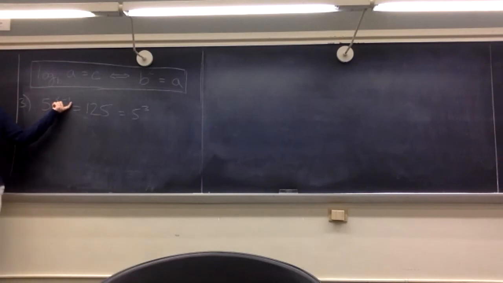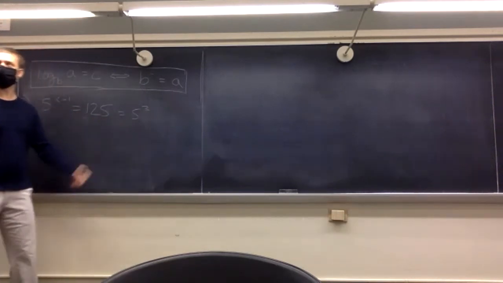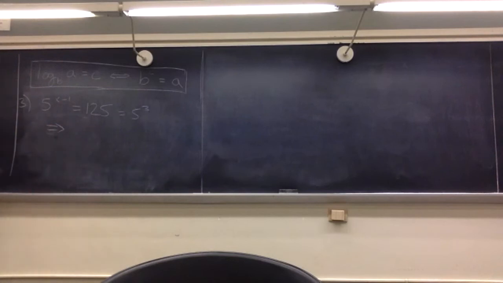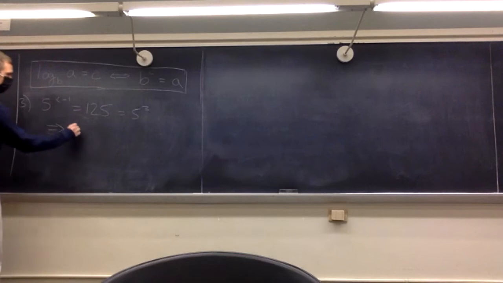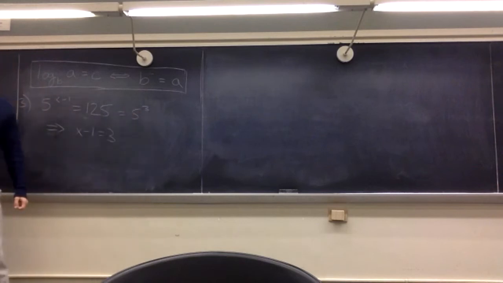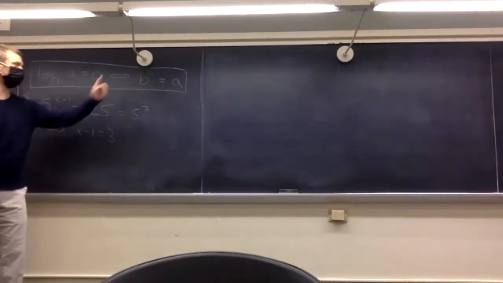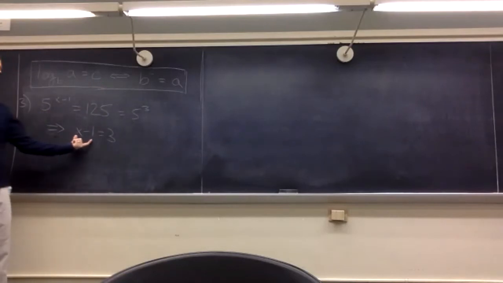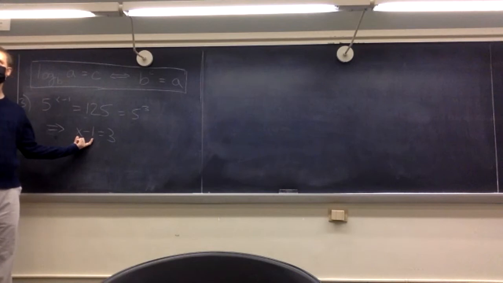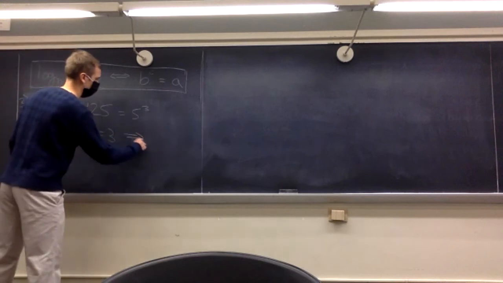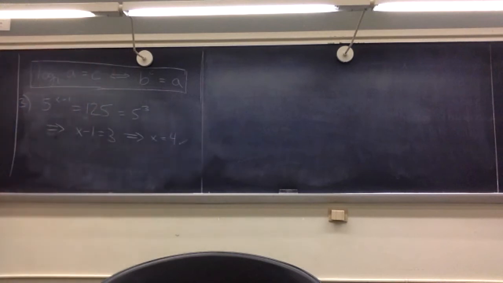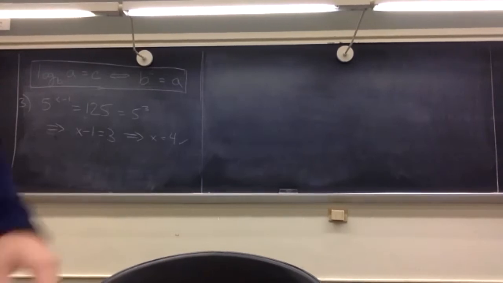So if 5 to some unknown power is equal to 5 to some known power, what do you know about those powers? They have to be the same. You can't take 5 to the 6th and get 5 to the third. That's not the same. This is 5 to a power, this is 5 to a power, so they have to have the same power. So clearly x is 4. Pretty typical: if you can rewrite one side in terms of an exponential, and the other side as an exponential with the same base, the powers have to be the same.